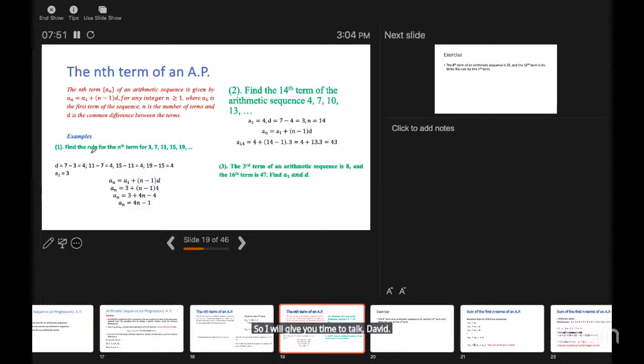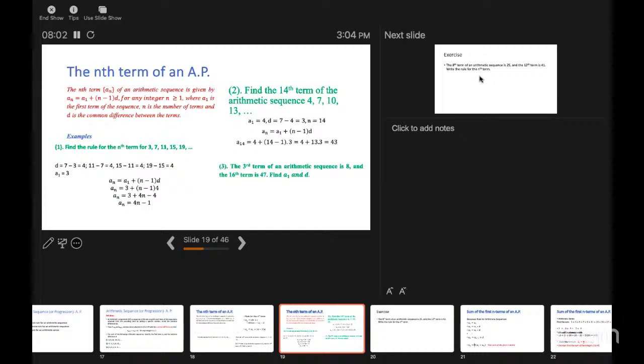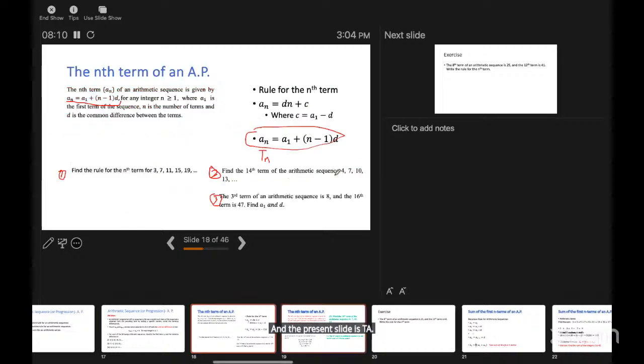So example 1 is here, example 2 is written here, example 3 is written here. So David, what is your question? David, what is your question? Unmute yourself and talk. My question is in the previous slide. And the previous slide is still here. This is the previous slide.